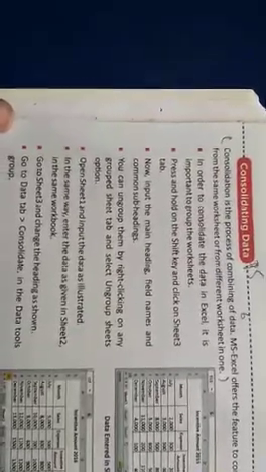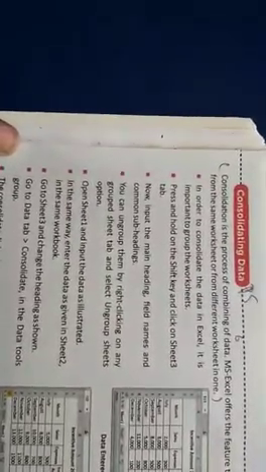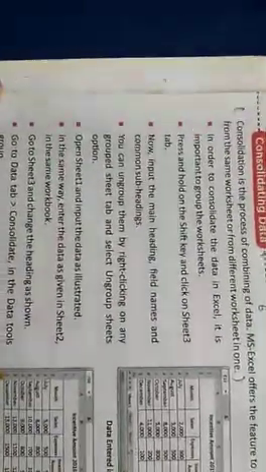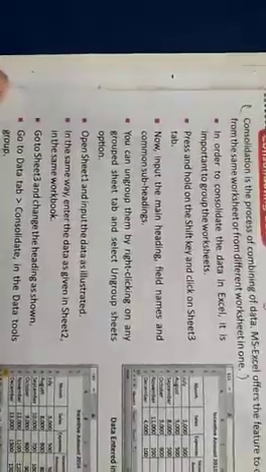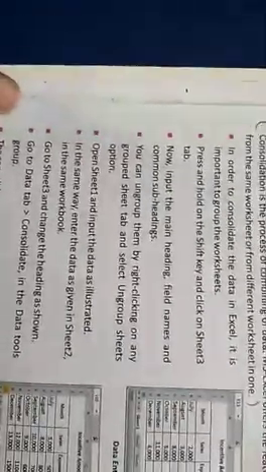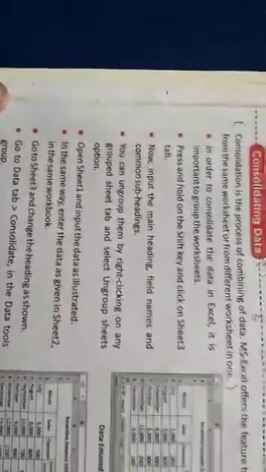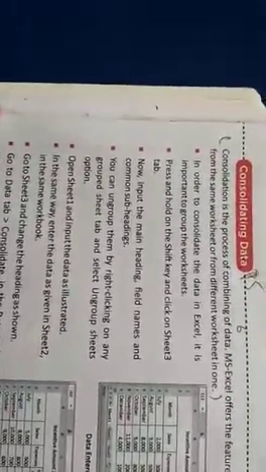First of all, what we have to do? We have to enter the data in a worksheet. Press and hold the shift key and click on the sheet 3 tab. Now input the main heading, field name and common subheading. Just write the main heading, field name and common subheading like this.